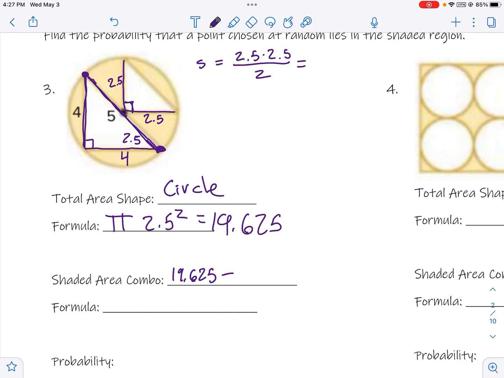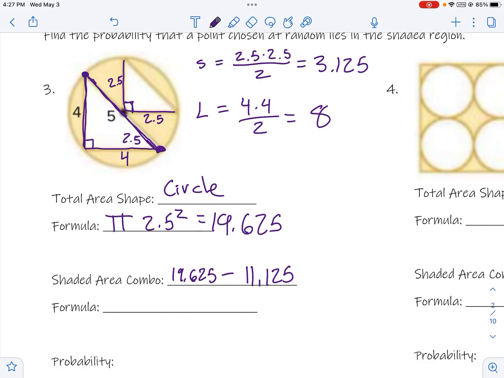So 2.5 squared divided by 2 is 3.125. So the area of that small triangle is that. The area of the large triangle is 4 times 4 divided by 2. I can do that in my head. 4 times 4 is 16. Divided by 2 would be 8. So if I add those together, we will get 11.125.